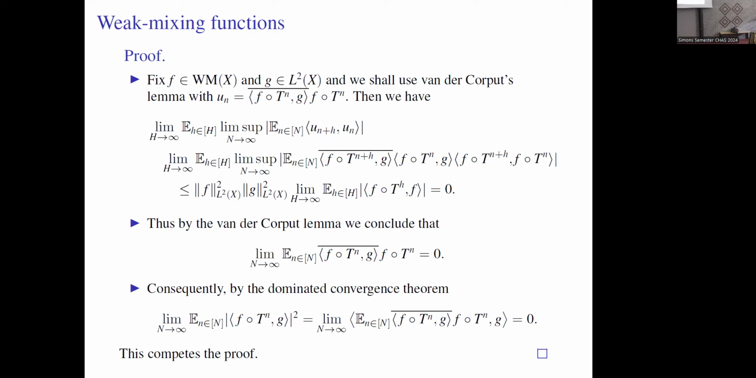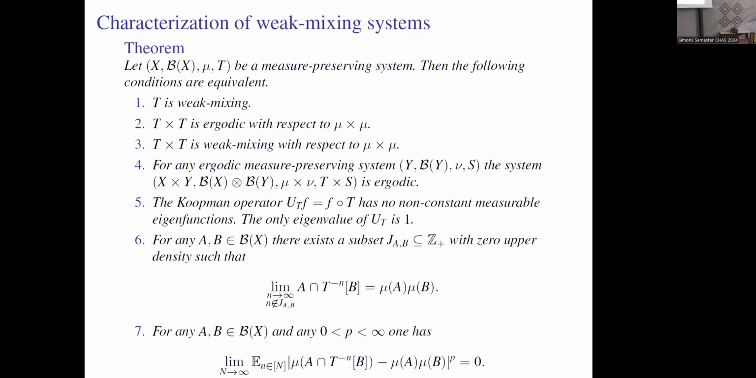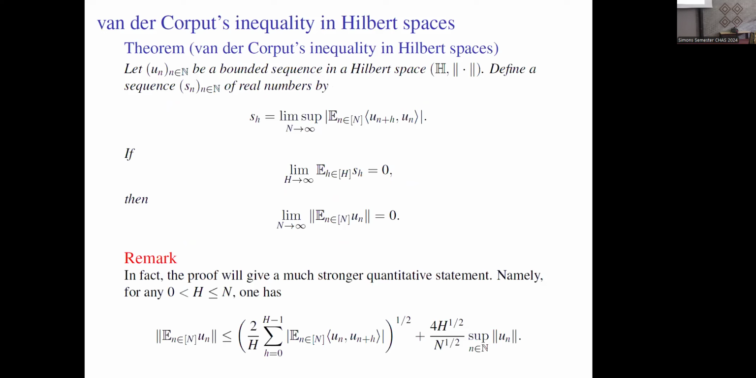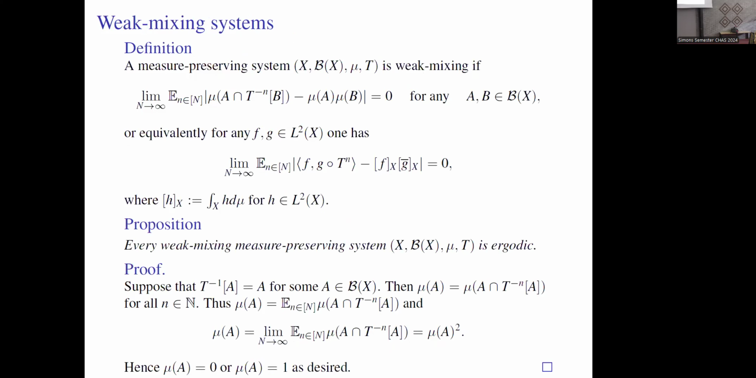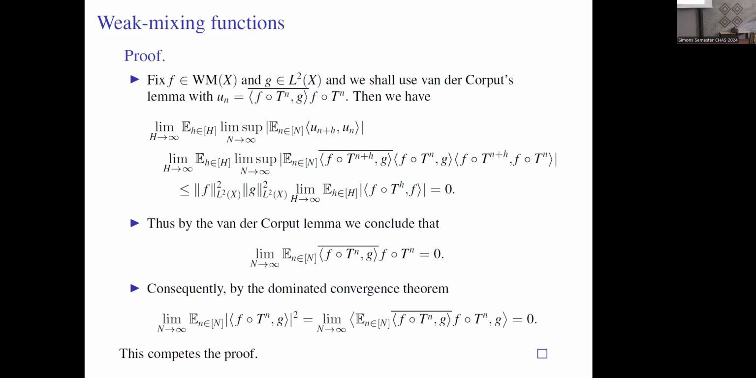But in order to see this, we have to use the van der Corput lemma with this sequence. When we go back, the van der Corput lemma is here. You see, if we want to show that the norm of this is zero, we have to verify this condition for this sequence. So we need to show that this converges to zero with this choice of elements. If we put in the definition of u_n plus h, then we obtain this.